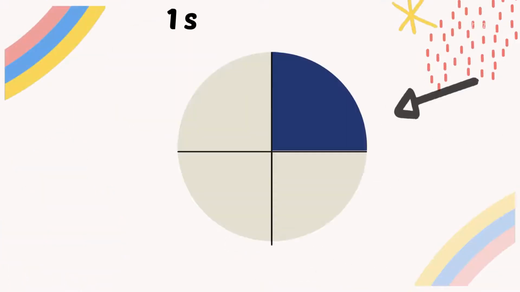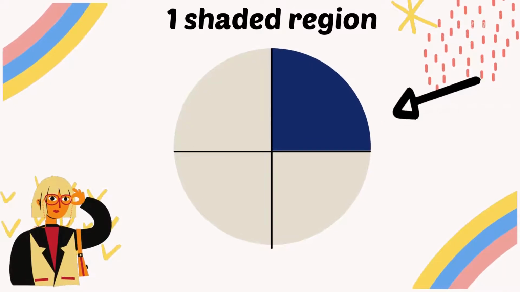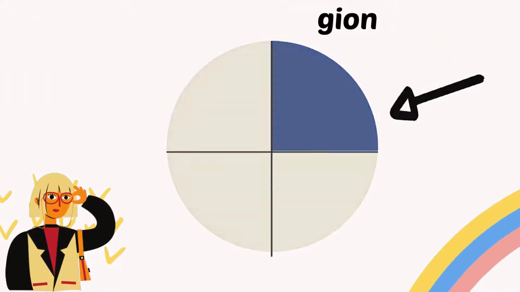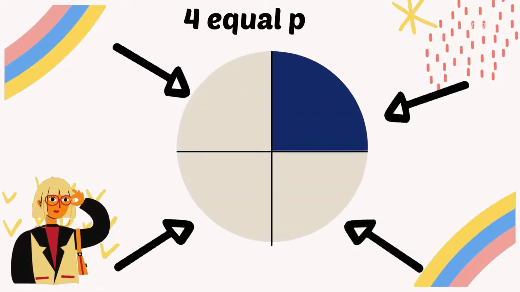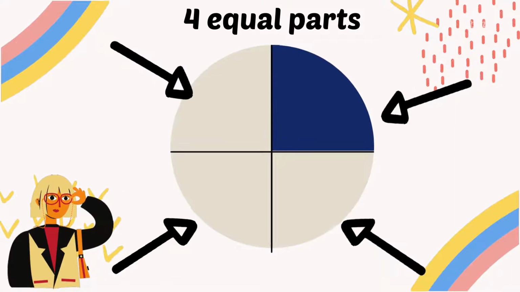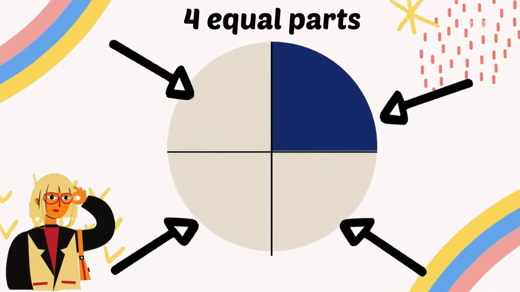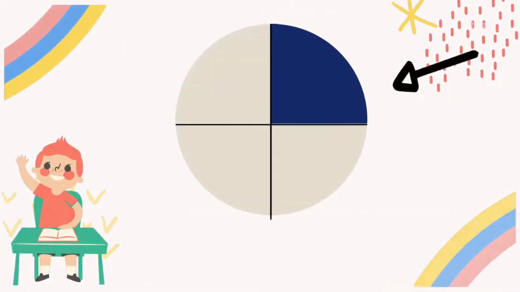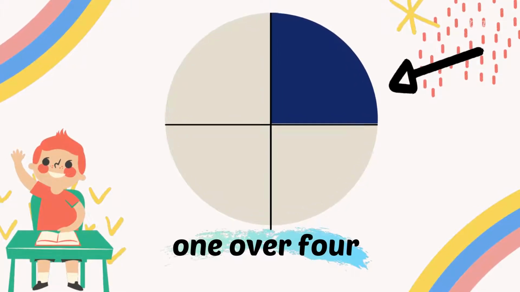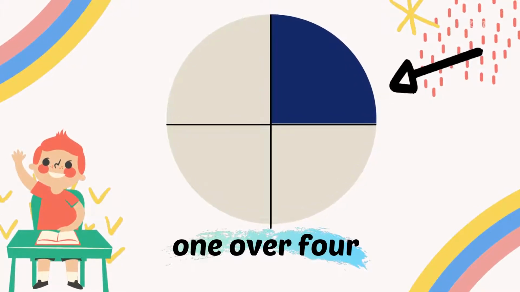Next. Now, we have one shaded region and we have four equal parts. For the fraction, it will be called 1 over 4.